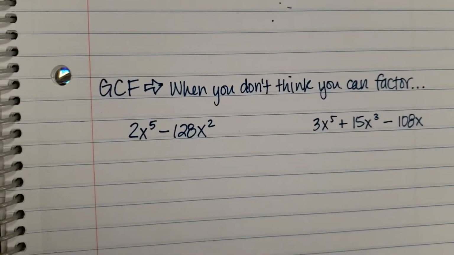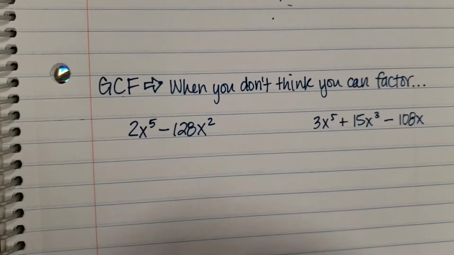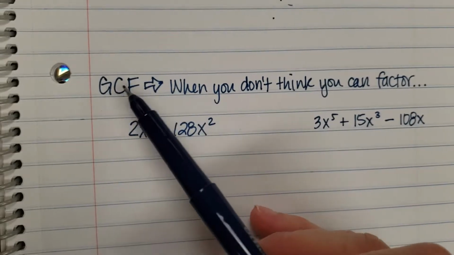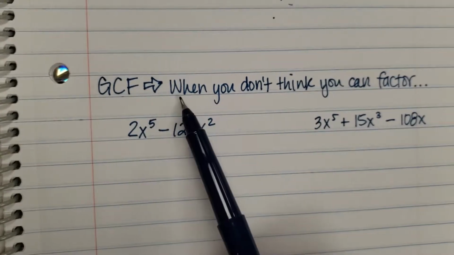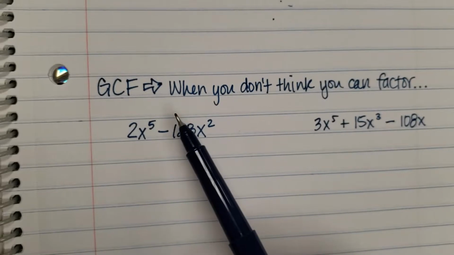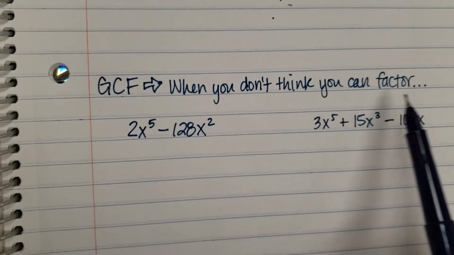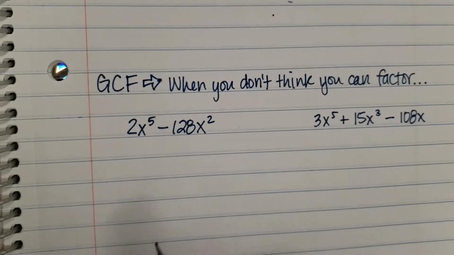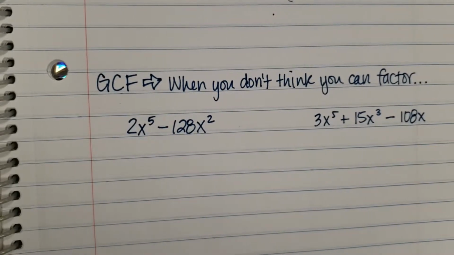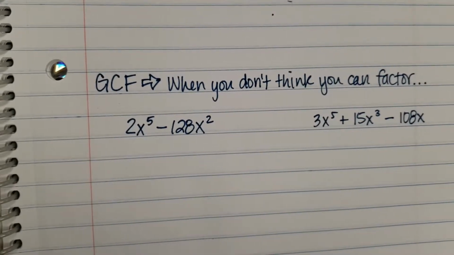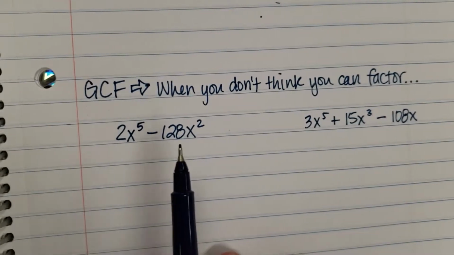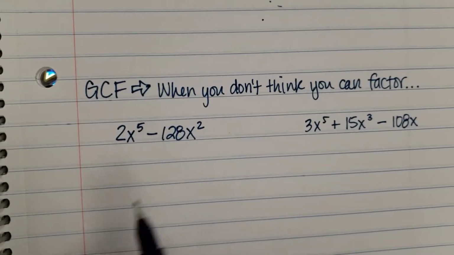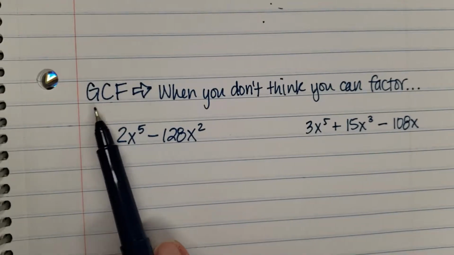This video is going to talk about GCF when we're factoring polynomials. So greatest common factor. GCF is something you always want to look for, but especially when you don't think you can factor. If you are looking at a polynomial and it doesn't appear to fit any of the patterns we've learned, it's not a square, it's not perfect squares, it's not perfect cubes, it just looks funny. Check for a greatest common factor.